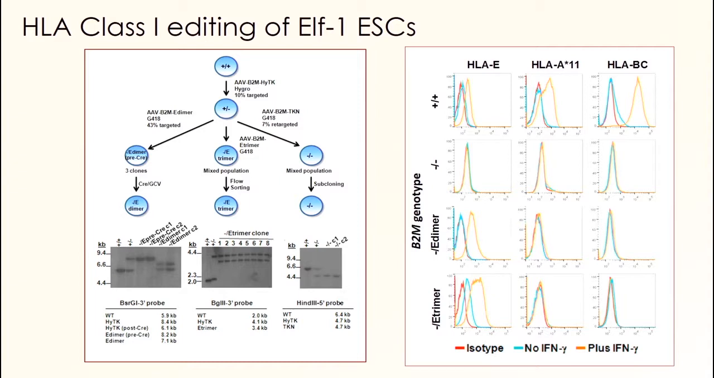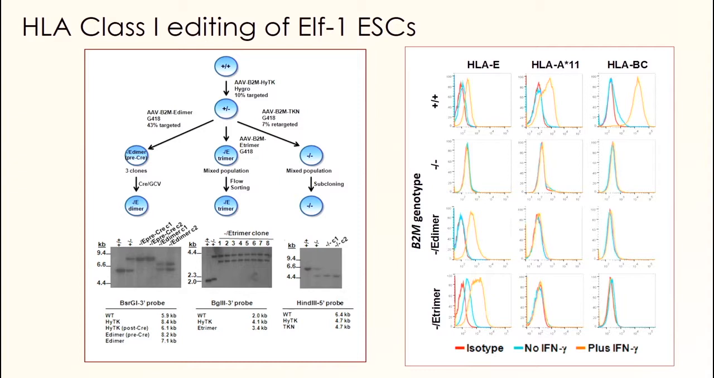Or we can just simply knock out both alleles of beta 2 and get a totally beta 2 negative cell as a control, which we did as well, although I'll point out that actually these cells don't grow well. Turns out that the human stem cells don't want to be beta 2 negative, and they tend to become abnormal. So for some of our experiments, we use this as a class 1 negative line.